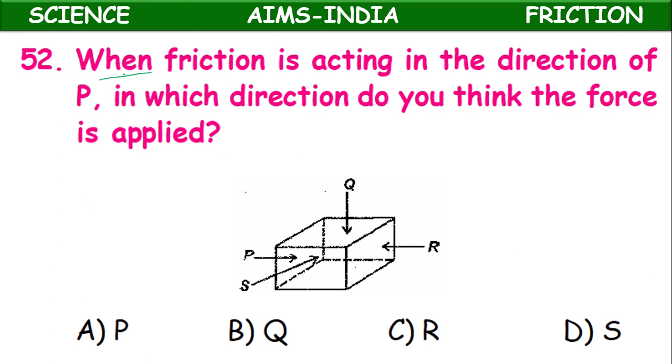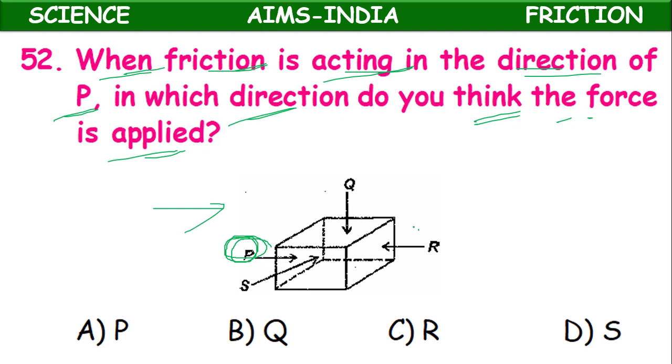Next one. When friction is acting in the direction of P, in which direction do you think force is applied? As friction is acting in the direction of P, here force will be acting in the opposite direction. Friction P is like that. Then force will be applied in the opposite direction, means R.